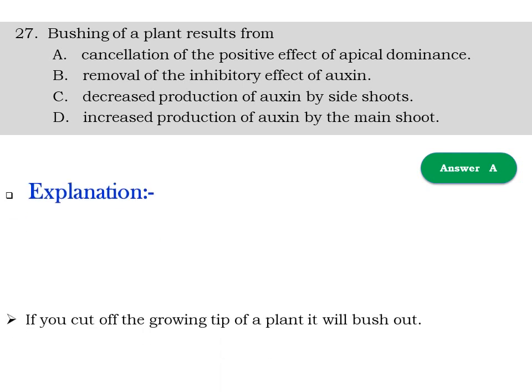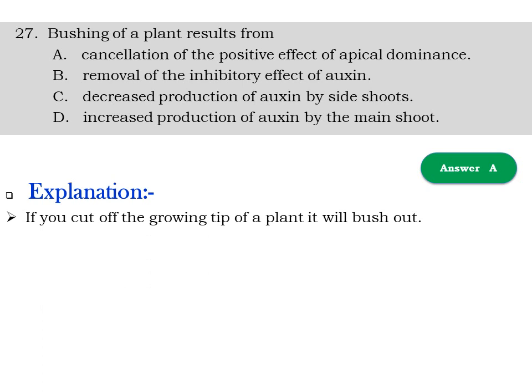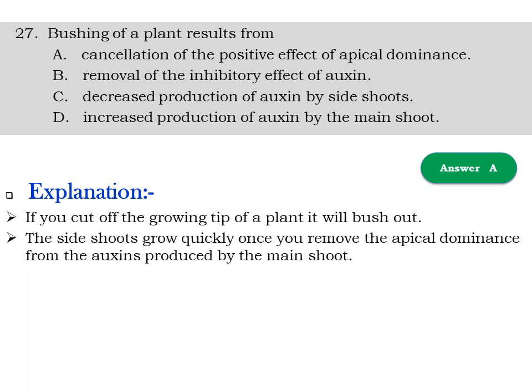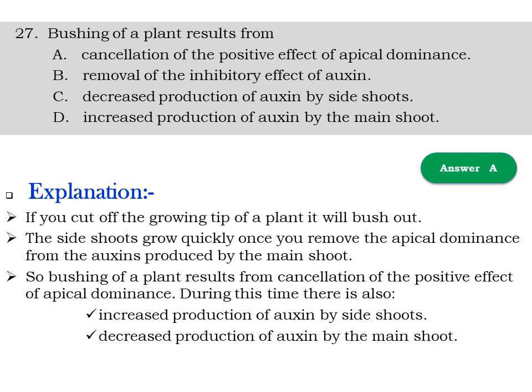Let us see the explanation. If you cut off the growing tip of the plant, it will push out side shoots. The side shoots grow quickly once you remove apical dominance from the auxin produced by the main shoot. So the bushy plant results from cancellation of positive effect of apical dominance. During this time, there is also increased production of auxin by side shoots and decreased production of auxin by the main shoot. So the answer is A.